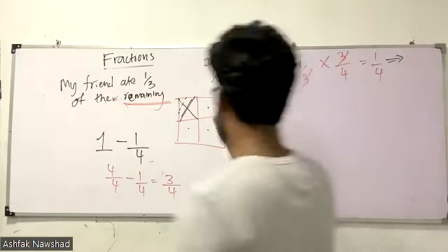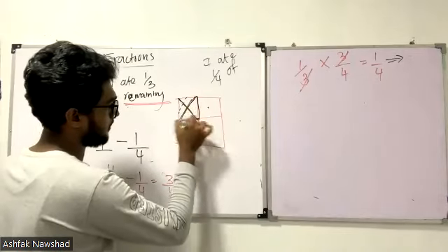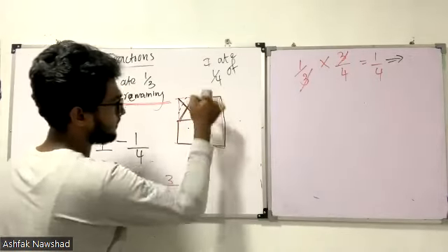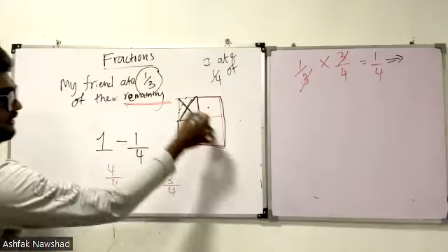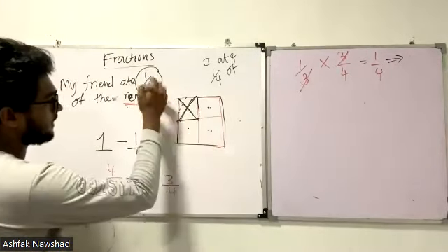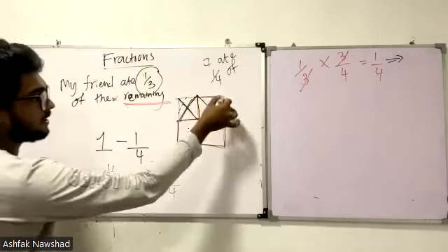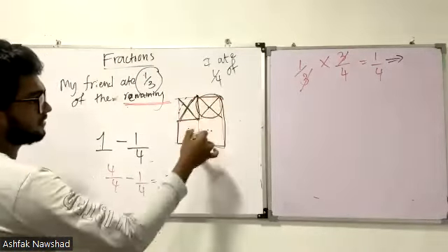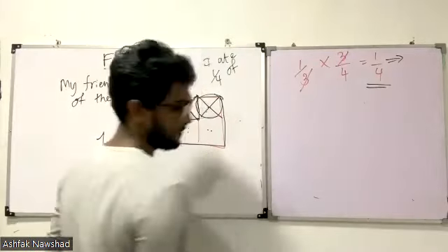For example, see the diagram. I have eaten 1/4, so this is what I am left with: 3 pieces. My friend has eaten 1/3, so there are 3 pieces and he has eaten 1 out of 3. So out of the whole chocolate, he has also eaten 1 piece. Out of the 4 pieces, he has also eaten 1. Is that clear?